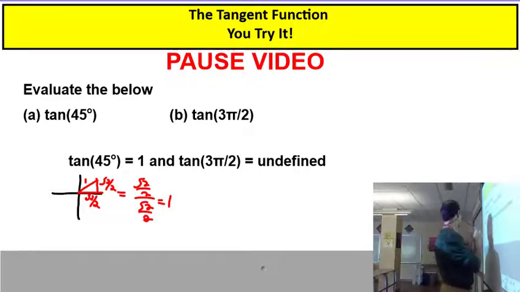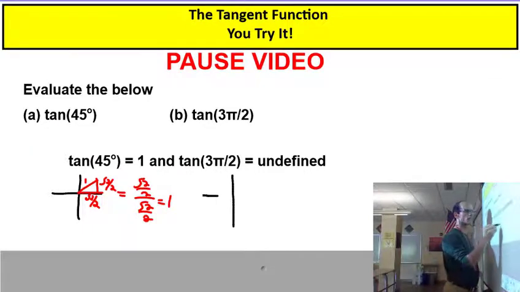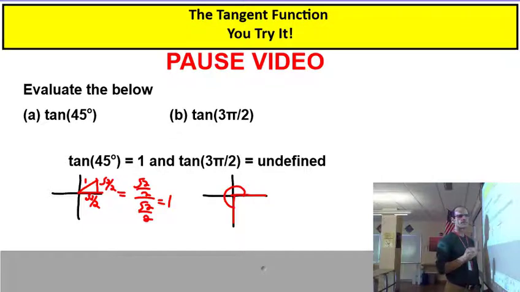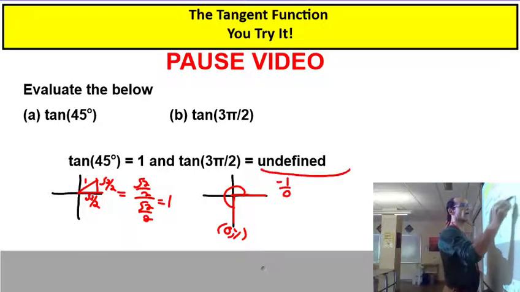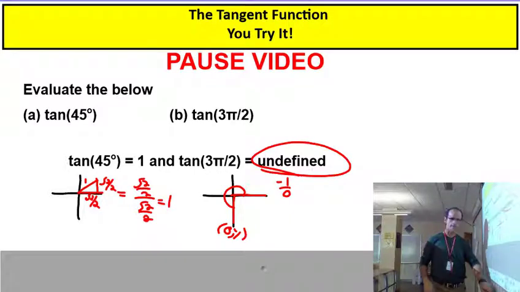Okay, now the tangent of 3 pi over 2, let's go ahead and sketch that. That's the 270. Okay? There, the cosine is 0, and the sine is negative 1. So you're going to have sine over cosine, so the tangent is undefined. Okay? All right, let's go on and do something else.